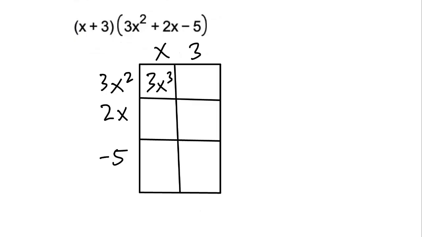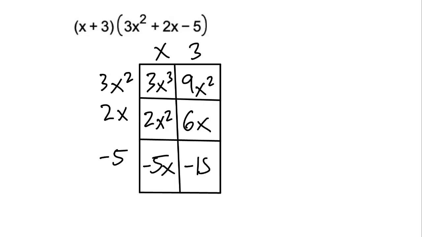Okay, so x times 3x squared is 3x cubed, right? Because x times x squared is x cubed. 3x squared times 3 is 9x squared. The 3 and the 3 multiply. 2x times x is 2x squared, very good. 3 times 2x is 6x. x times −5 is −5x. And then last but not least, −5 times 3 is −15.